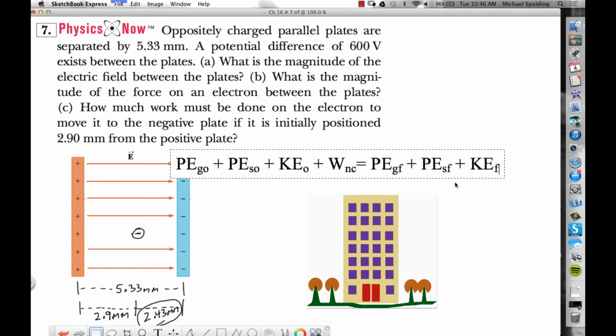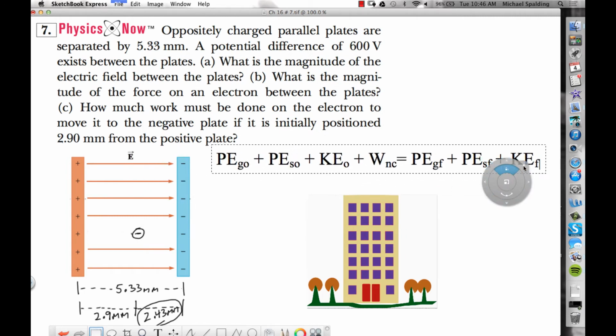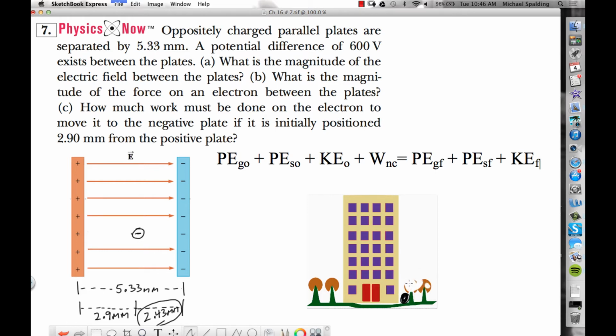So this goes back to chapter 5 right here. So here's a situation. Imagine taking an object, let's say it's just a rock. Okay, so I'm going to get rid of this tree. So we're going to stick a rock at the bottom of this building.